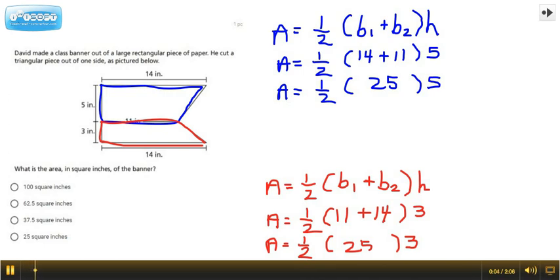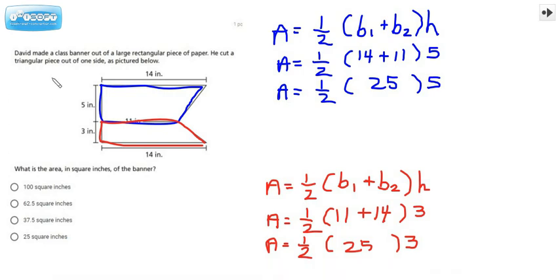We're taking a look at question number 5. David made a class banner out of a large rectangular piece of paper. He cut a triangular piece out of one side as pictured below. What is the area in square inches of the banner?